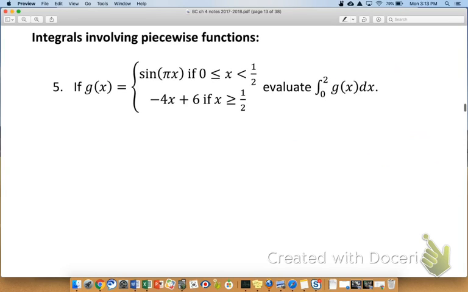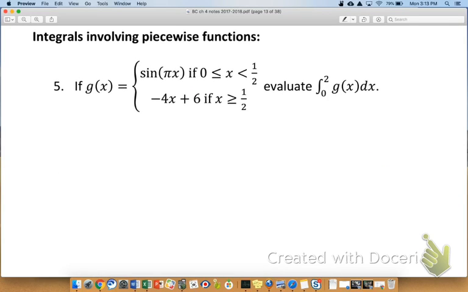We're definitely not going to do this whole thing here, but I did want to ask you a question about this. We want to do the integral from 0 to 2 of g of x, and g of x is piecewise, right? Did you notice that joining point is inside the interval from 0 to 2? So in other words, partway through the interval, the rule for the function is going to change. Any thoughts on what we could do?